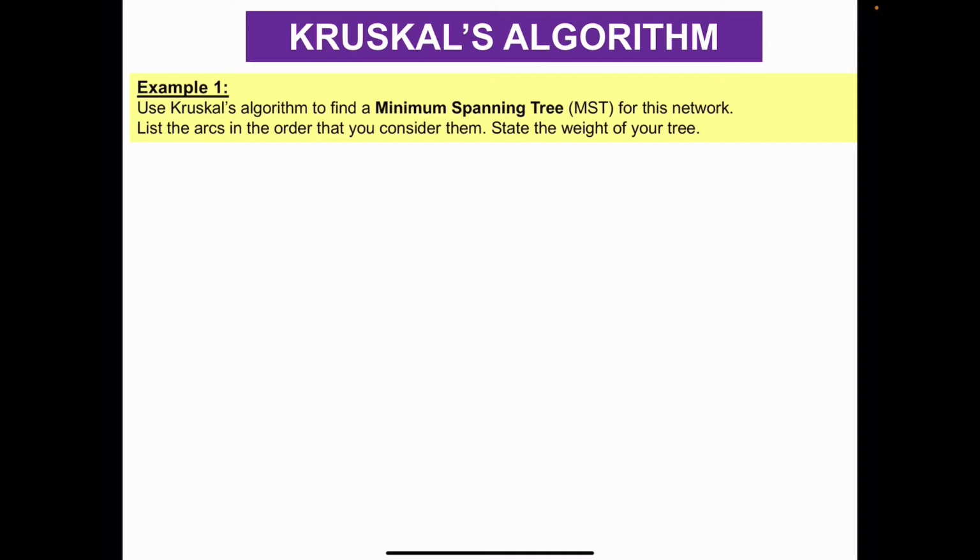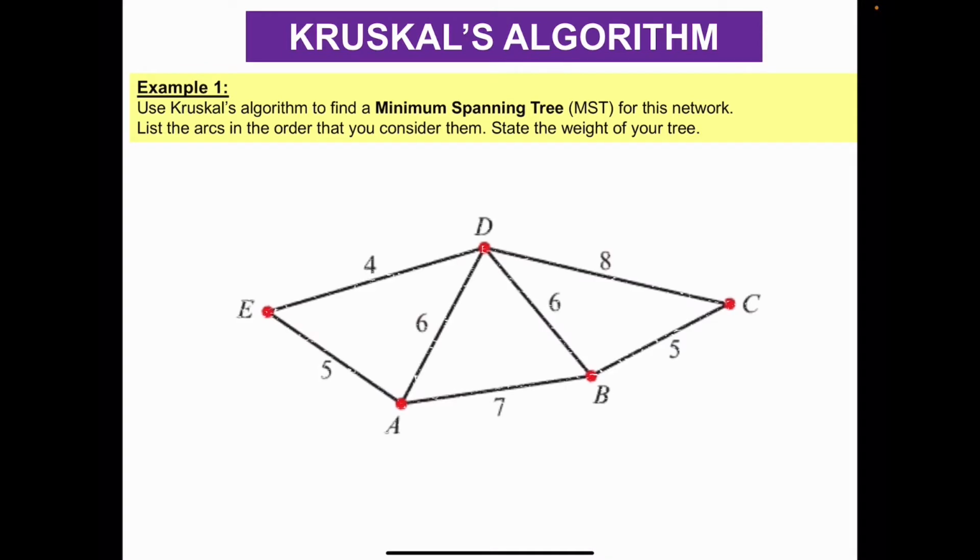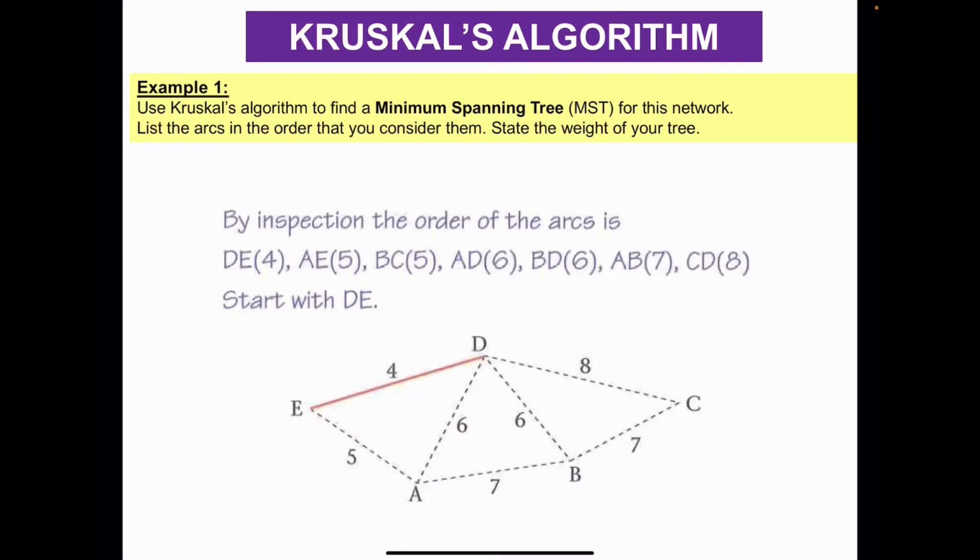So let's look at example 1. We are given this network. The first thing the algorithm tells us to do is to order the arcs or edges according to their weight. By inspection, I did order them based on their weight: DE, AE, BC. These two have the same weight, so it doesn't matter which one you place first. The same is true for AD and BD. They too have the same weight.